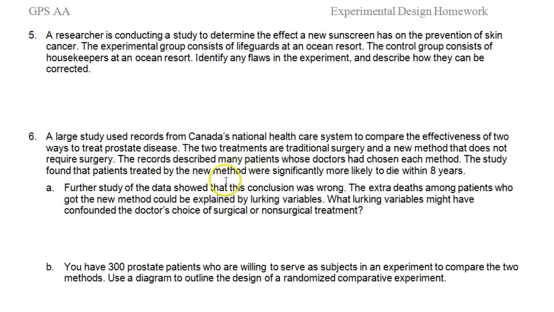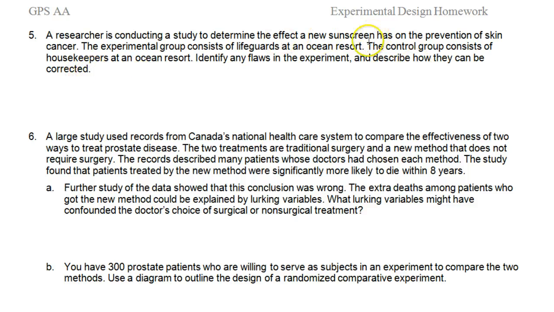Alright, let's move on over to the back. A couple more questions. So number 5, a researcher is conducting a study to determine the effect a new sunscreen has on the prevention of skin cancer. The experimental group consists of lifeguards at an ocean resort. The control group consists of housekeepers at an ocean resort. Identify any flaws in the experiment and describe how they can be corrected.